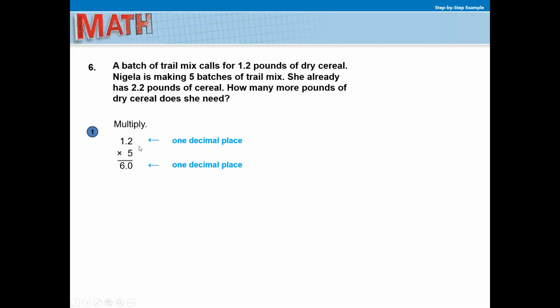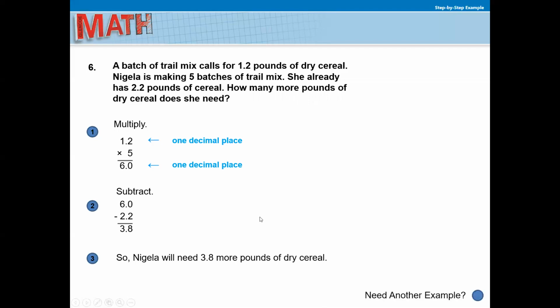There's 1 decimal place in this factor, so we put 1 decimal place in the product. Subtract 6 0/10 minus 2 2/10. She still needs 3 8/10.